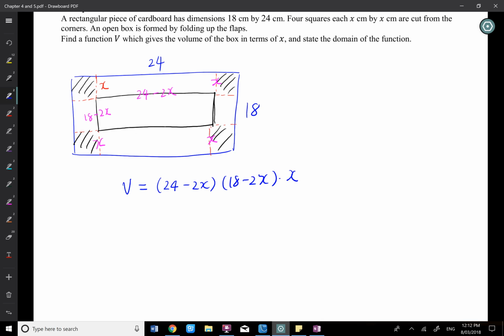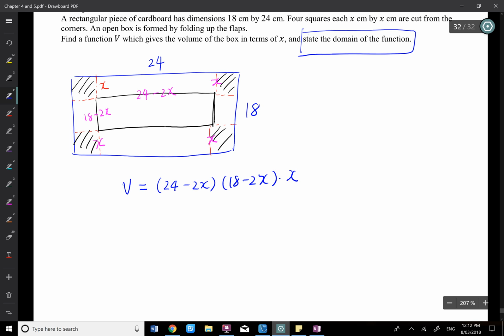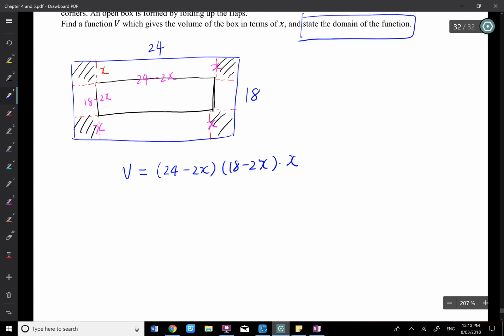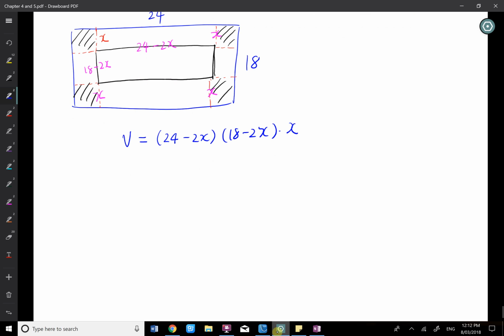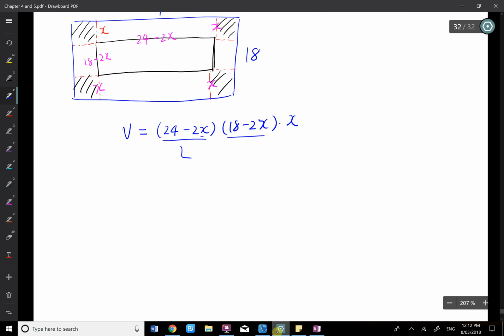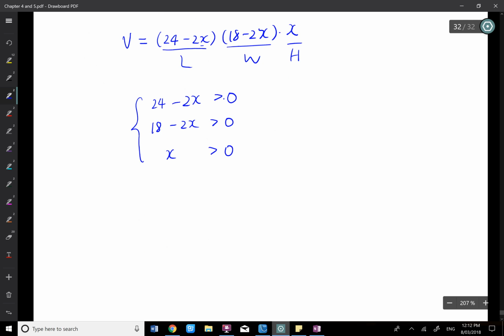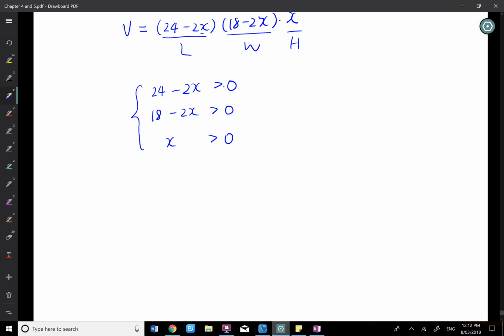But the key thing is to state the domain of this function. If you think about the domain, this is the practical domain. The implied domain of this function will be R. It will be true for any value of x. But to think about the practical domain, you need to know that's the length, that's the width, that's the height. What you need is 3 inequalities. You need 24 minus 2x greater than 0, 18 minus 2x greater than 0, and x greater than 0 simultaneously. Because you need to have some length, some width, and some height.